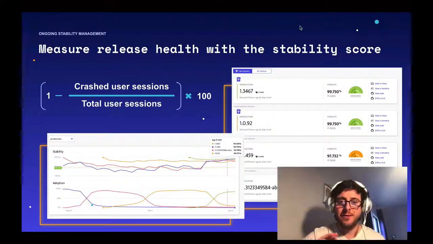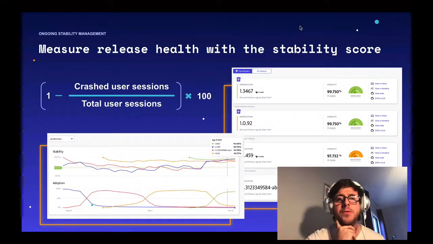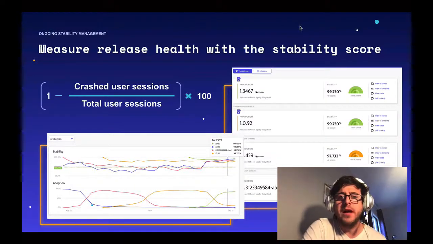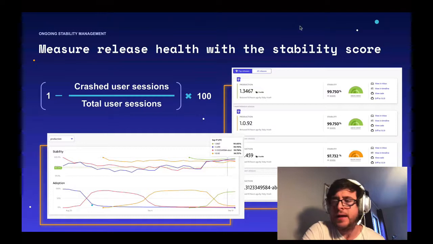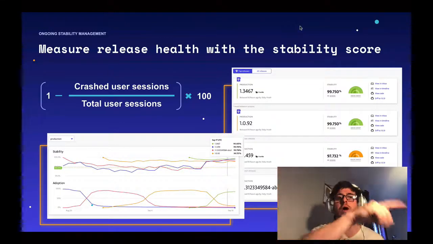So what about this stability number I've been talking about? It's easy for me to say measure stability, track stability, but let's get a little bit more tangible. What does that mean? Well, a lot of you have probably heard of the concept of error rates. Error rates is, what percentage of user sessions crashed or some variant of that. Well, in Bugsnagland, we invert that. We baseline off of 100% rather than off of 0%. So rather than saying number of crash sessions divided by total sessions, we say 1 minus that number.